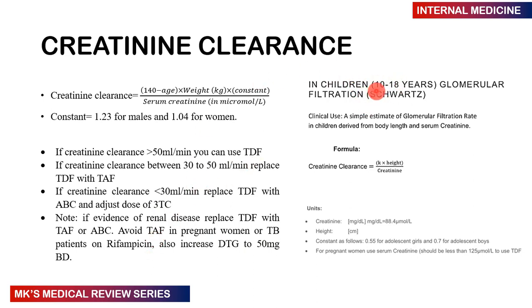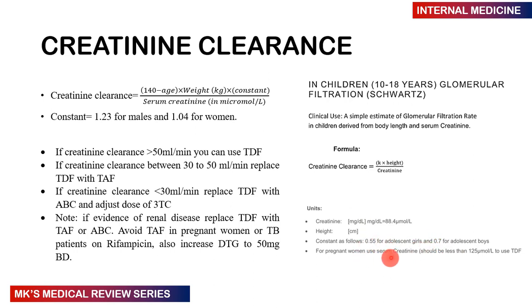Then, of course, in children that are between 10 to 18 years, you can use this formula where you say a constant multiplied by the height divided by the creatinine. And here's the conversion from milligrams per deciliter to micromoles per liter. So 1 milligram equals 88.4 micromoles per liter. Your height should be in centimeters, and then the constant is as follows. For girls, 0.55. For boys, 0.7.